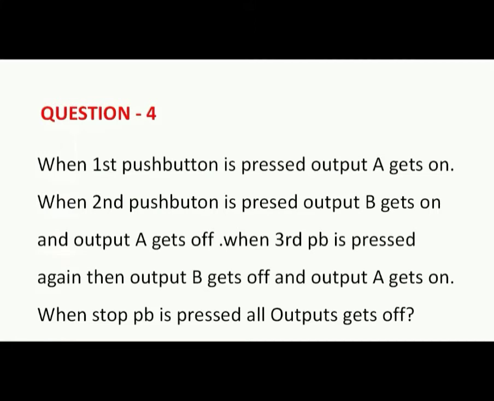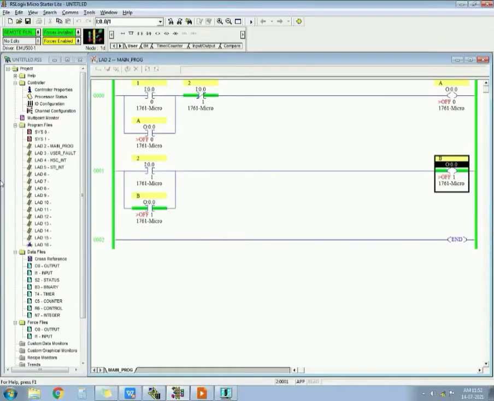When the third push button is pressed, output B gets off and output A again gets on. The output A will again get on because we stopped this output A in the second line, so I have to make it on again when I press the third push button. When the third button is pressed, output B gets off and output A gets on. So I don't have another output so that I can make it here.